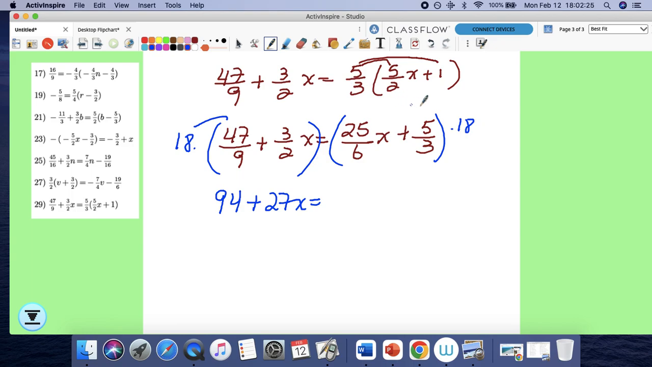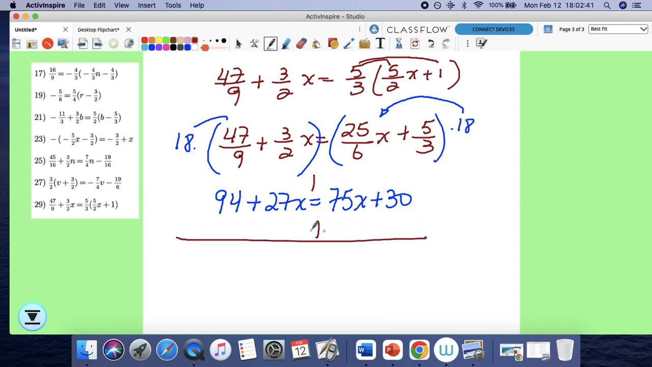Good. Again, on the other side, 18, let's do this one and this one. 18 divided by 6 is 3. 3 times 25 is 75x. Plus 18 divided by 3 is 6 times 5 is 30. Let's get rid of the 27x by doing minus 27x. Minus 27x. That goes away.